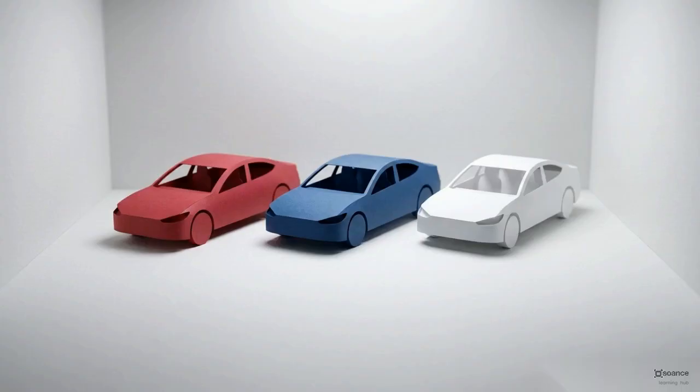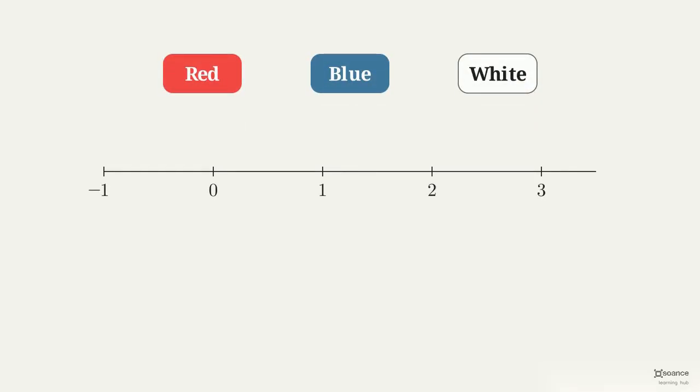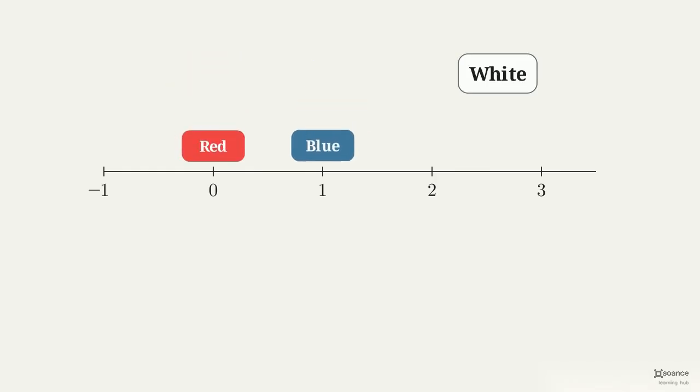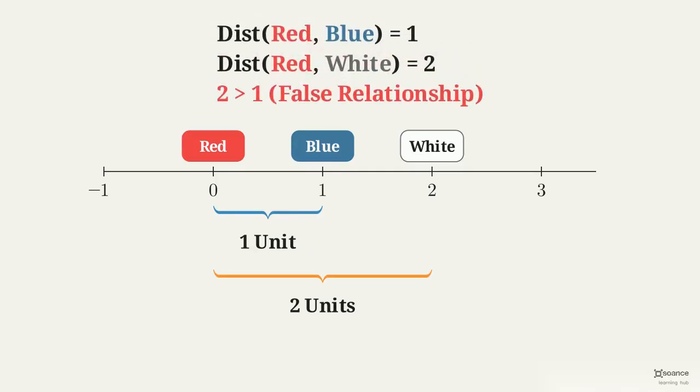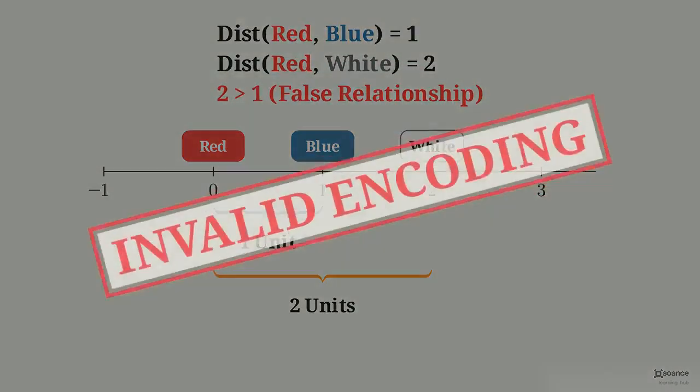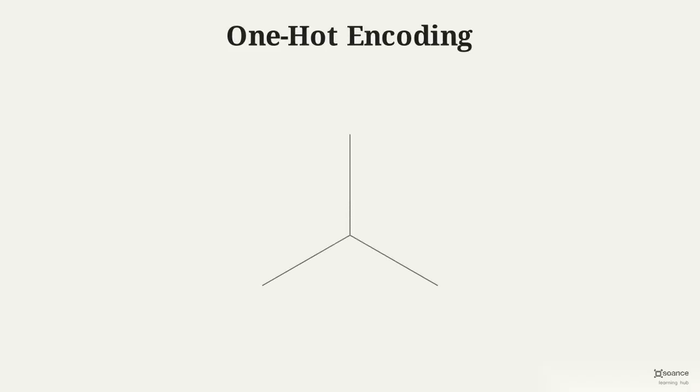Let's say we need to evaluate cars that are either red, blue, or white. Looking at this straight number line, it might seem logical to just assign sequential integers to these categories: 0 for red, 1 for blue, and 2 for white. Take a close look at the spacing on this axis. Why would applying this perfectly logical sequence ruin our prediction model? Algorithms read all numbers as strict spatial distances. By encoding the colors this way, we accidentally teach the computer that red is physically closer to blue than it is to white. To fix this, we use one-hot encoding.